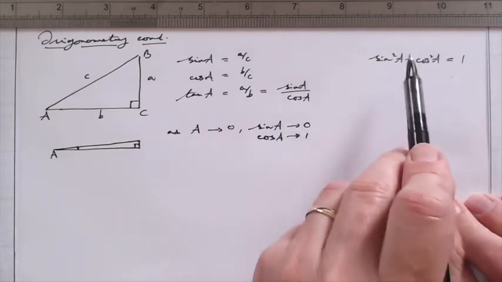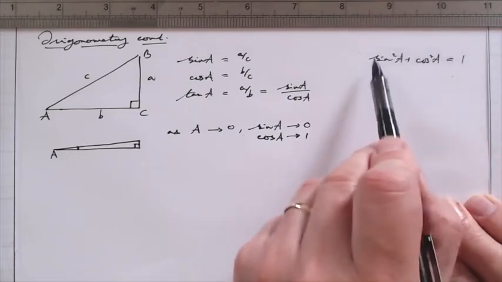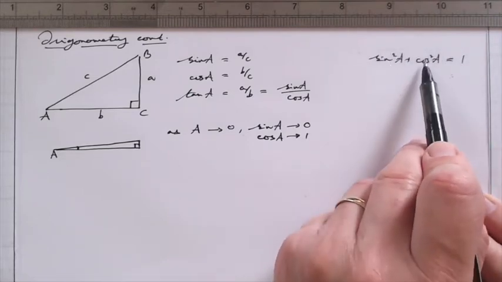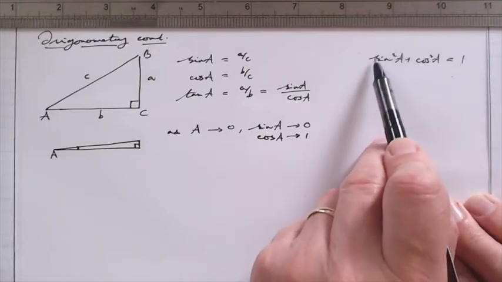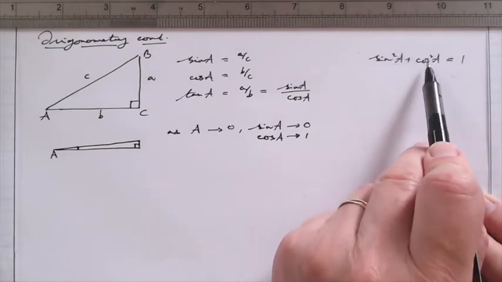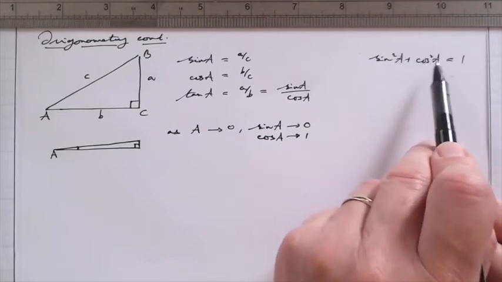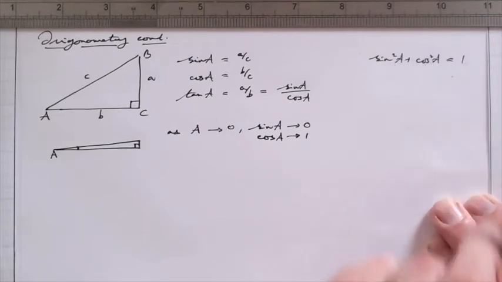And you see how that's consistent with this little formula here, because the square of the sine plus the square of the cosine must always add to 1. So if sine starts to go down to 0, then cosine must approach 1, because the sum of the squares has to equal 1.